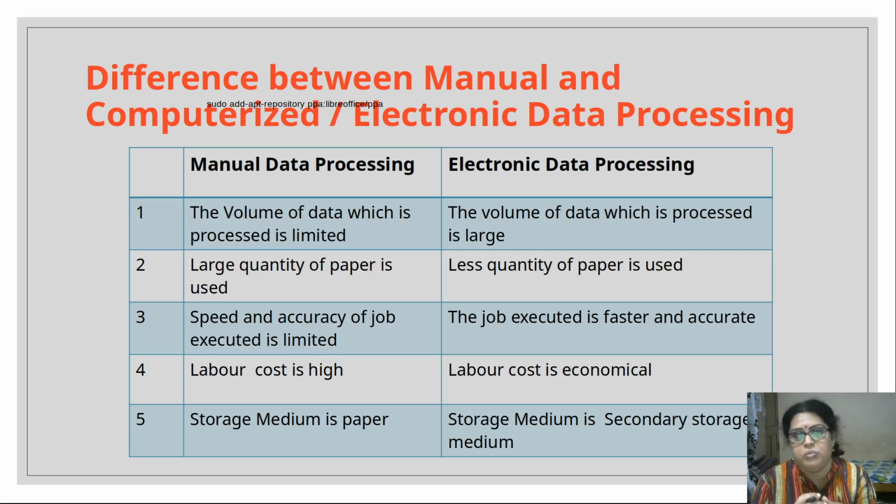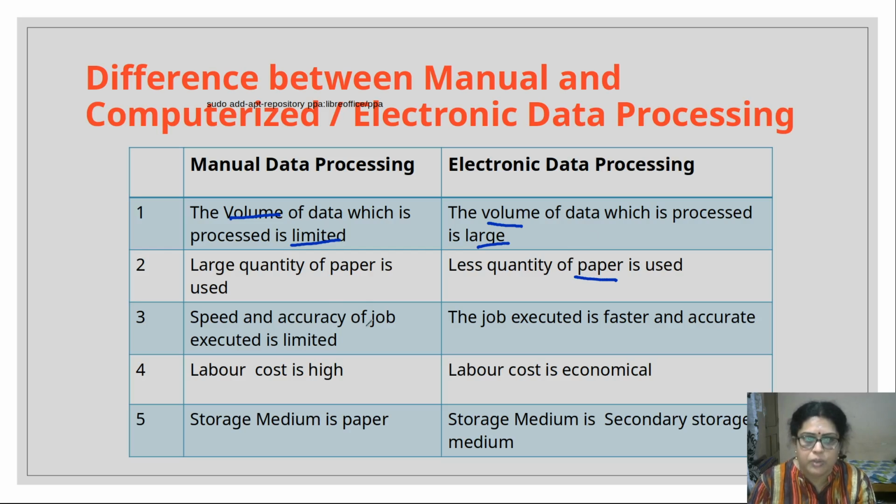So what is the difference between manual and electronic data processing? This is also a very common question that is asked for 5 marks. Okay, the answer is here. See here, the volume of data which is processed is limited. The volume means the amount of data that is processed, whereas in electronic processing this is quite large. Here a large quantity of paper is used because we have to write down on the paper and then only we are going to store the information, whereas here less quantity of paper is used. You may say that we don't need paper at all, but sometimes we may be using it for generating reports or taking some printouts.